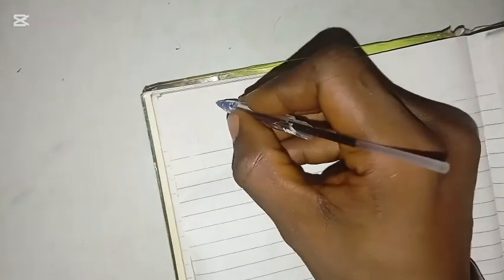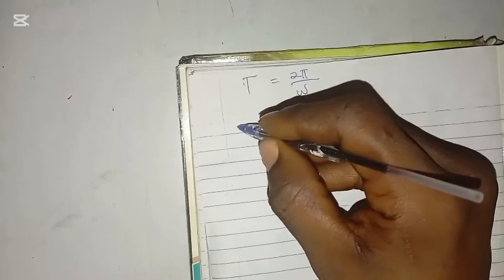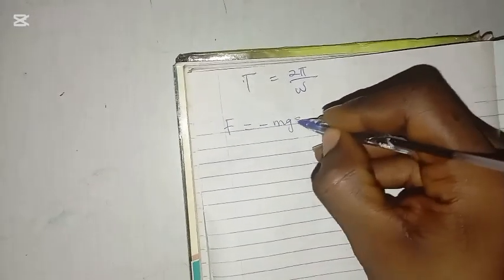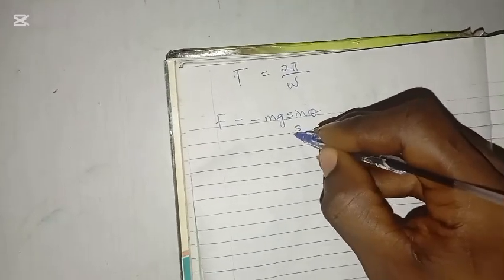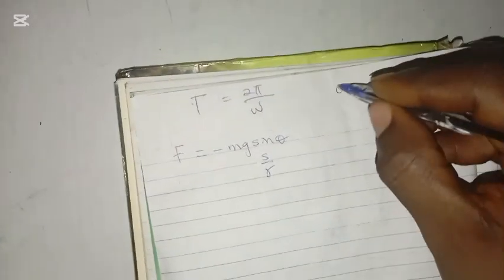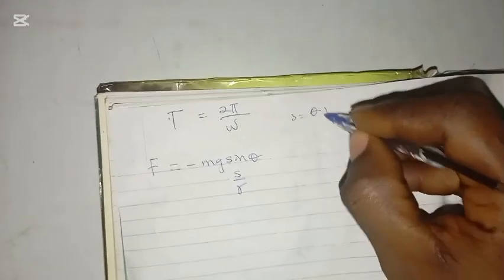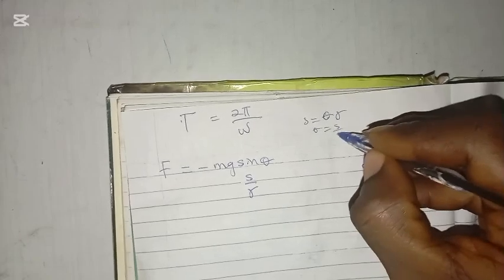Now to find the period, using what we've done here, we are going to have, from simple harmonic motion, period is equal to 2π over ω. And we know that, considering what we have, F is equal to minus mg sine theta in a simple pendulum, and sine theta is the same thing as S over R. In fact, if you remember, that time we did S equals theta R. If you make theta the subject of the formula here, theta is equal to S over R.